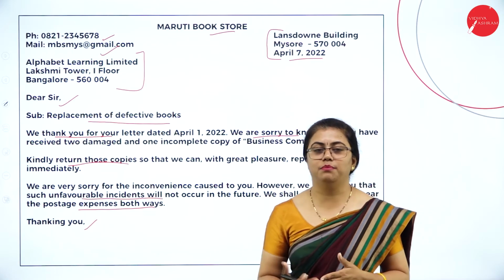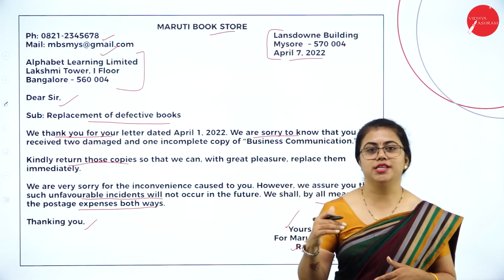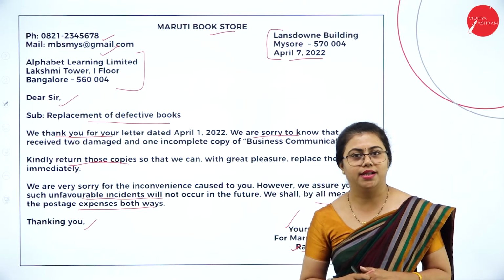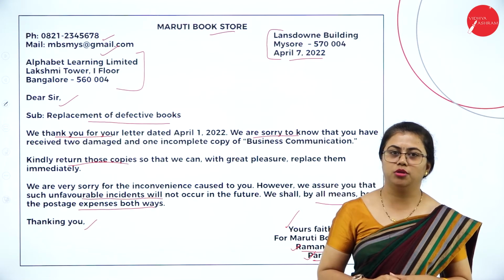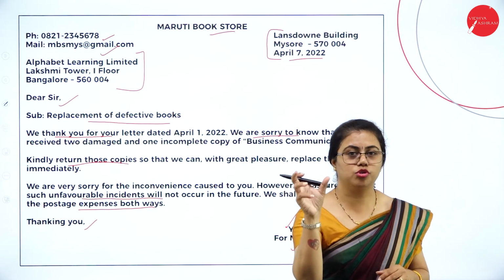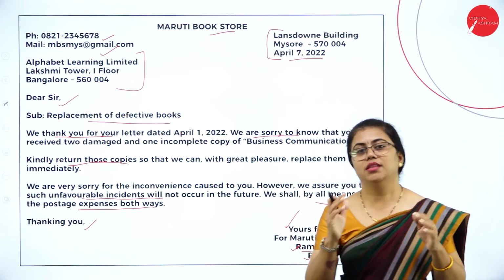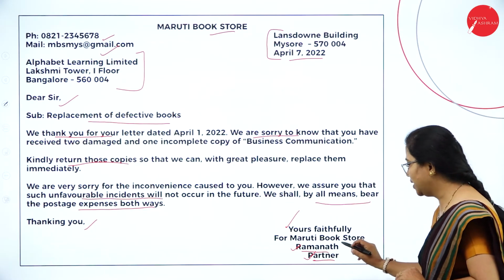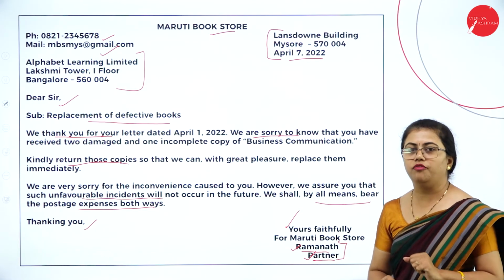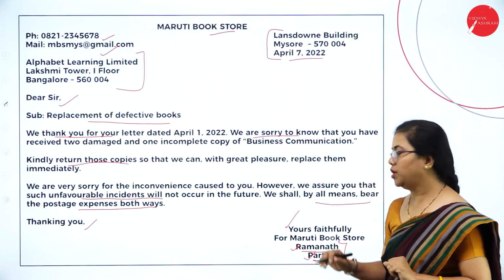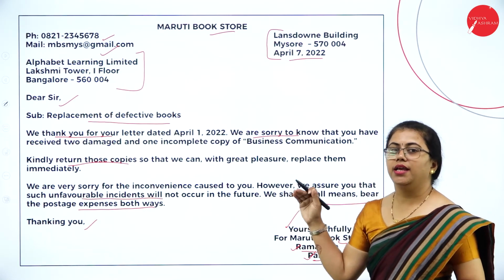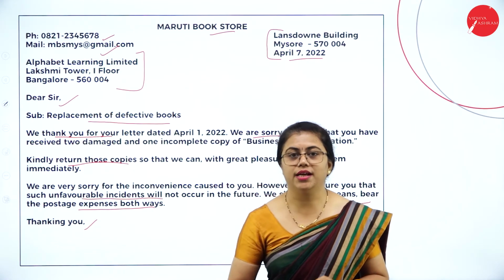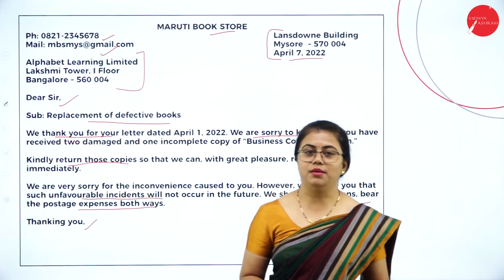But here, since it's a complaint letter, their organization structure is not known by the receiver, that is the buyer. So the buyer just addresses it to Messrs. Maruti Bookstore. But Maruti Bookstore as such cannot write the letter. There is one person in charge of all these, and that person is writing this letter, that is Ramnath, the partner of Maruti Bookstore. He has assured that he will be replacing the order. So this is how you write a complaint and how you write a settlement letter.